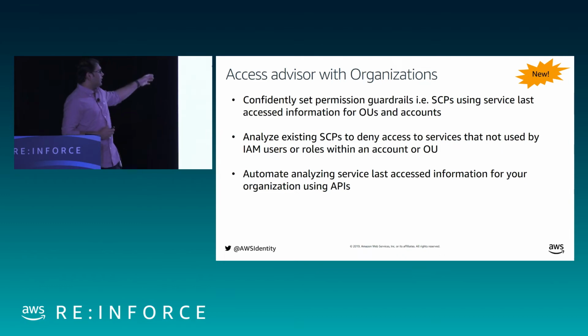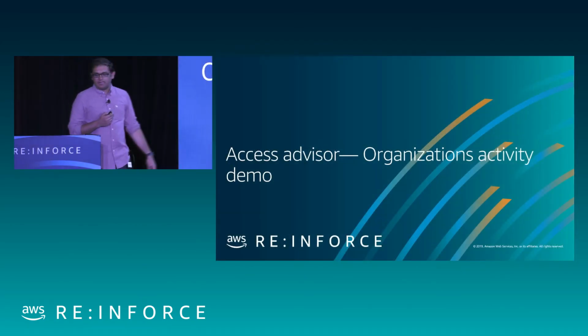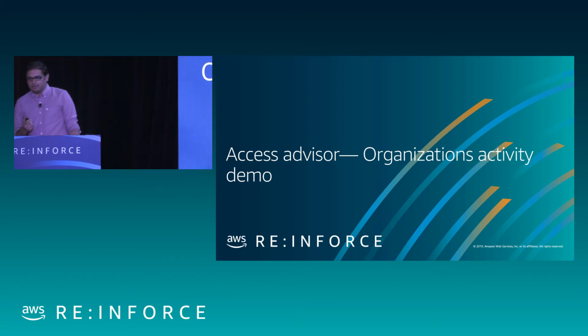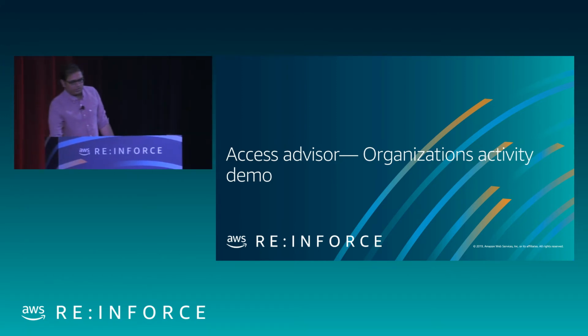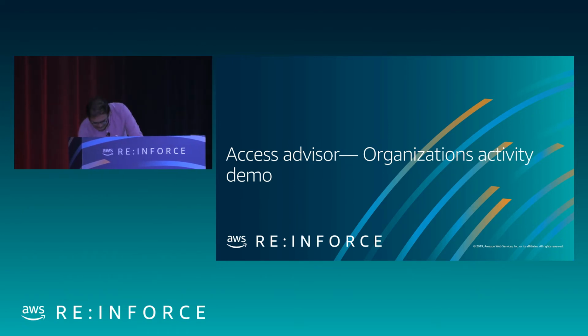And so what we've done is we've also launched APIs for this new feature of Access Advisor with Organizations. So if you're not a frequent console user, you can still use the CLI or APIs to get this report in the form of a JSON report. All right, I'm going to switch to a demo of this new feature, and then we can talk about the recap of what we launched.